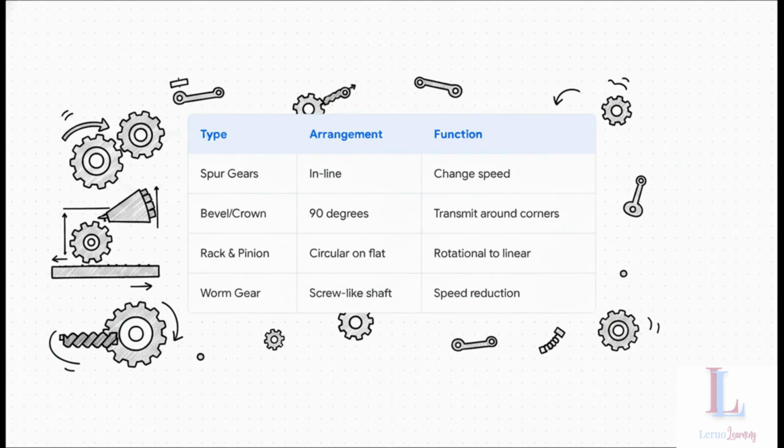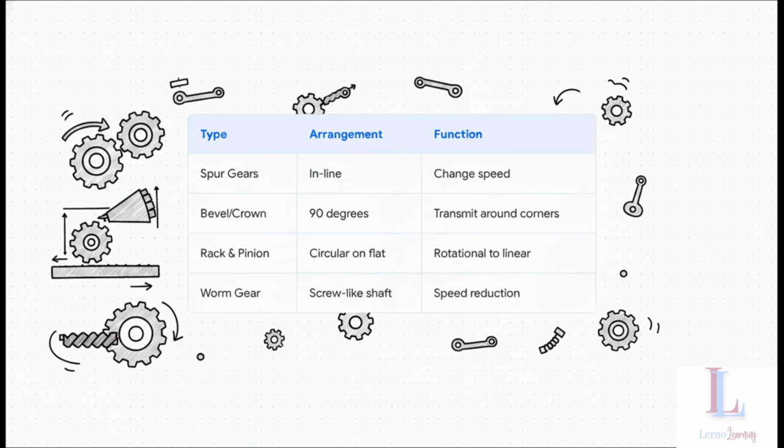All right, knowing exactly when and why to use each of these 4 gear types is practically a guaranteed exam question. First, spur gears. These operate perfectly in line with teeth around the edge, and they counter-rotate, meaning they spin in opposite directions to alter speed or direction. Next, bevel or crown gears. Their teeth stick out at 90-degree angles, making them absolutely perfect for transmitting force right around corners.